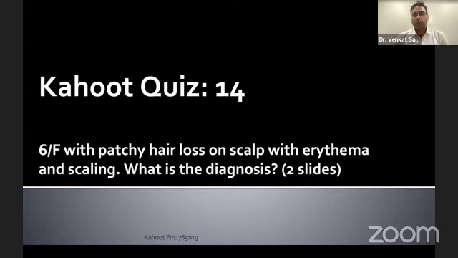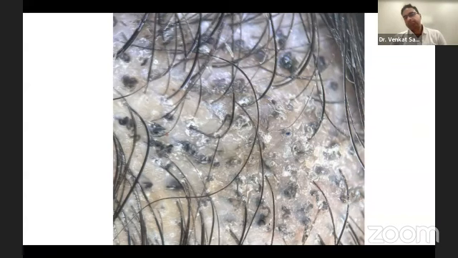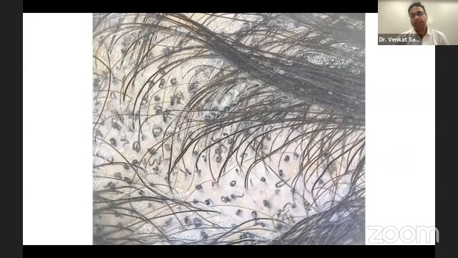Okay, so what are the features? Oh, okay, we've got Kahoot quiz number 14 first before I discuss the answers. This is a 60-year-old female with patchy hair loss and scalp with erythema and scaling. What is the diagnosis? This is a history. You've got 2 slides. First slide. I'll give you 5 seconds to look at this. Again, this is a spot diagnosis, so you should be able to make a diagnosis even on that. And this is the second slide.